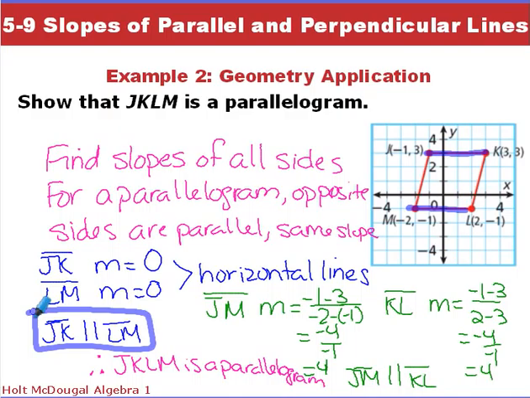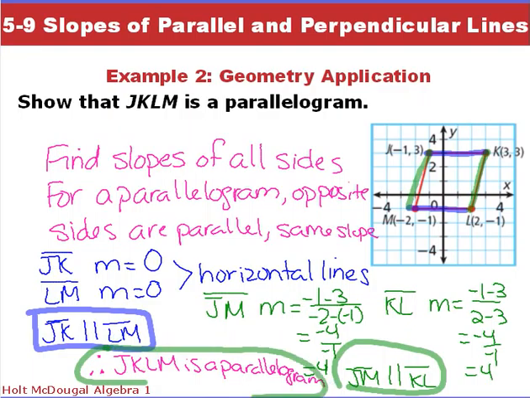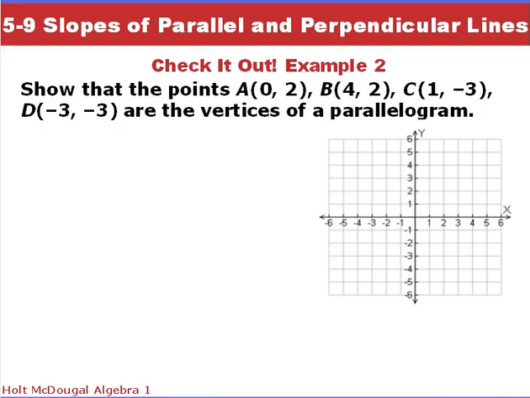Now let's look at JM and KL. The slope of JM, change in y over change in x, we get a slope of 4. The slope of KL is also 4, so we know that those two lines are parallel. So we have opposite sides are parallel, therefore JKLM is a parallelogram. Now it's your turn. Plot the points up there and find the slope of the opposite sides. If they're the same, then it's a parallelogram.